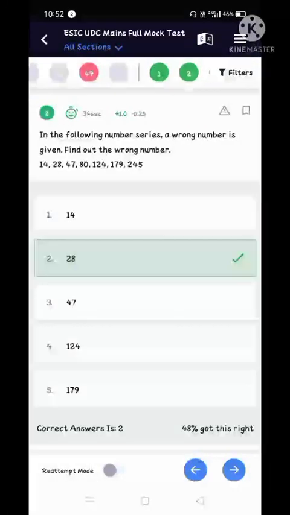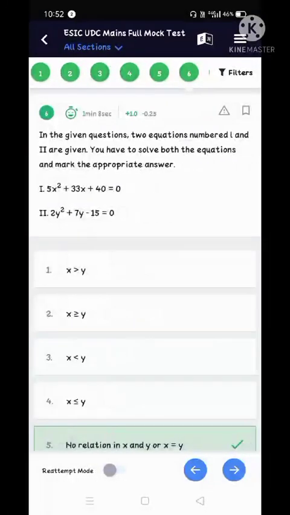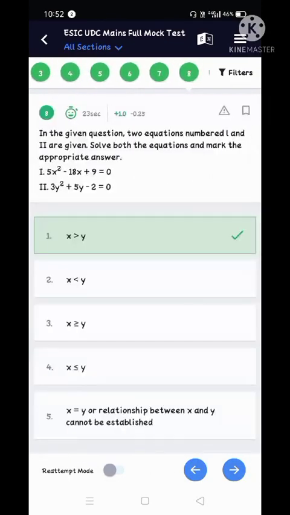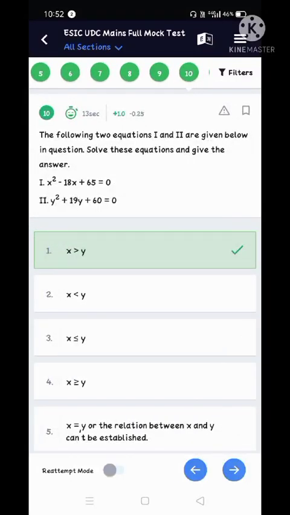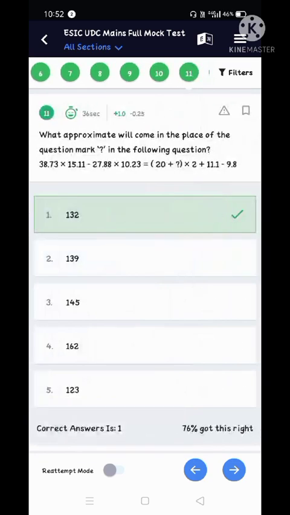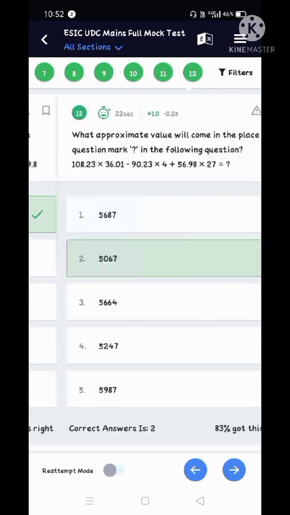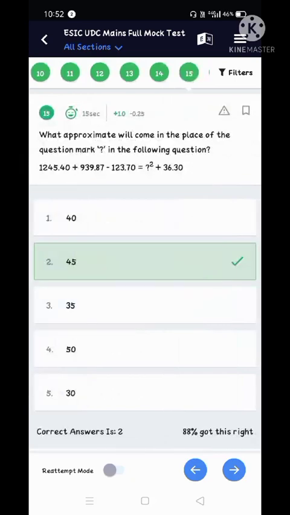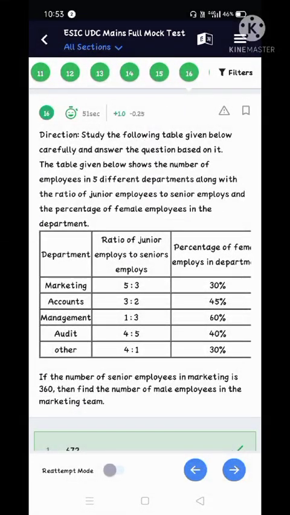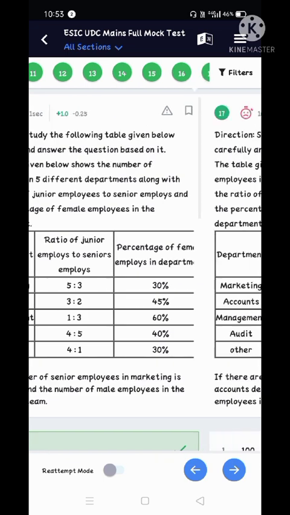First, 1 to 5 questions were asked from wrong number series. 6 to 10 questions were asked from quadratic equation, and these are so easy. 11 to 15 questions were asked from approximation. And next, I think 20 to 23 questions were also asked from DI, and the DI was not so calculative. If you sincerely do this DI, you can easily solve it.